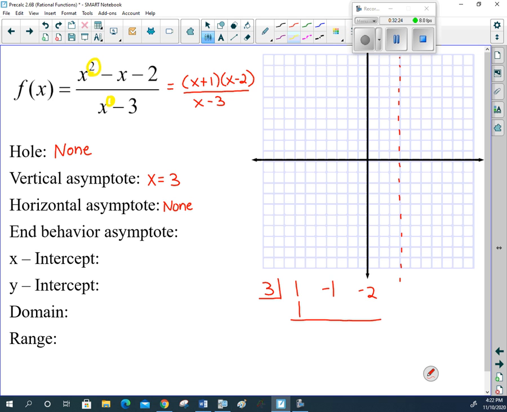Run it through the chart. We don't really care about the remainder here. So this is x plus 2. So the end behavior asymptote is the equation y equals x plus 2. So I'll come over here and I'll graph that. x plus 2, slope is 1.